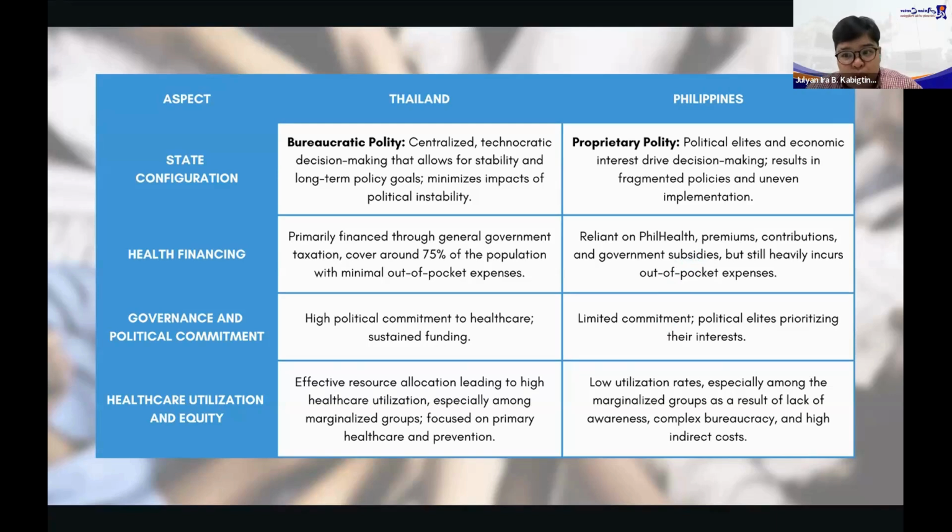Again, Thailand's pursuance of universal health coverage has been very consistent. So there is high political commitment to healthcare, and there is also sustained funding for this. And because of the sustained funding and high political commitment, resources are effectively allocated, which leads to high healthcare resource utilization. In comparison to the Philippines, which has a proprietary polity, political elites and economic interests drive decision making. This results in fragmented policies and even uneven implementation.